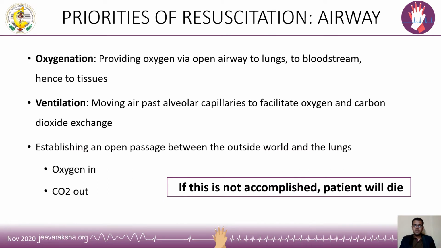Coming to the priorities of resuscitation with respect to the airway, you have two important things with regards to resuscitation in airway. One is oxygenation and the other is ventilation. Oxygenation just means you're providing oxygen to the airway so that the oxygen from the lungs enters the bloodstream and hence into the tissue. Ventilation not only involves the oxygenation, it also involves moving out of the expired gases, especially the carbon dioxide, from the tissue level to the lungs and out to the atmosphere.